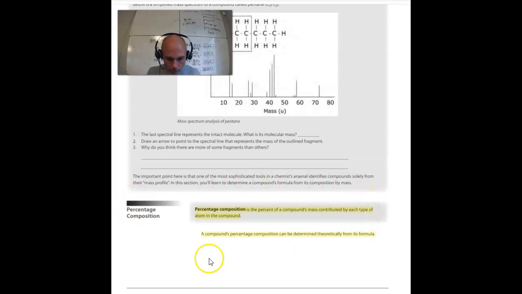So we're looking now toward the bottom of the same page to the section titled percent composition, and the definition of percent composition is the percent of a compound's mass contributed by each type of atom in the compound. And then it goes on to say a compound's percent composition can be determined theoretically from its formula. And that's what we're about to do: use a formula for a compound, which will tell us the types of atoms in it and how many of each type there is, and do a bit of math to figure out what the percent abundance or percent composition of each atom in that compound is.